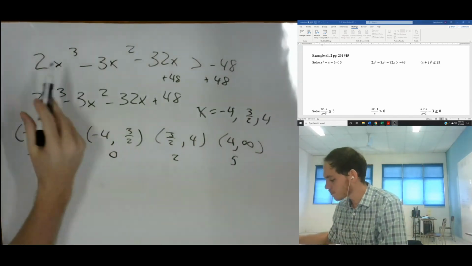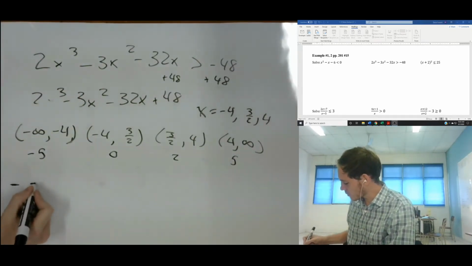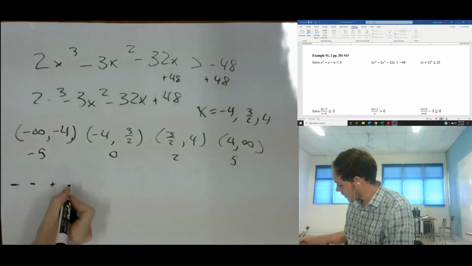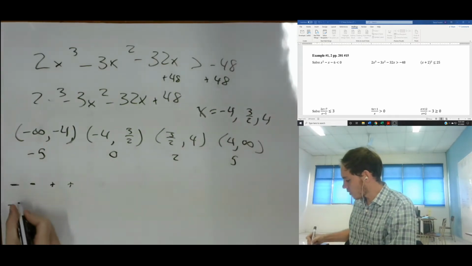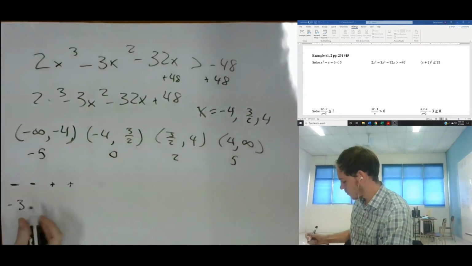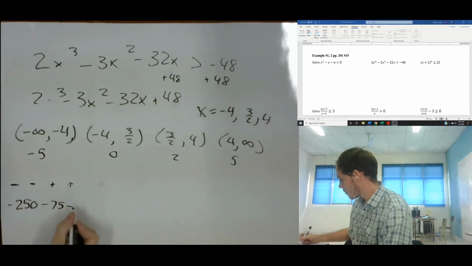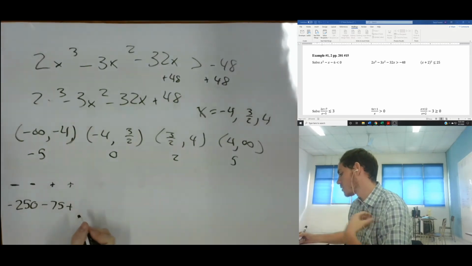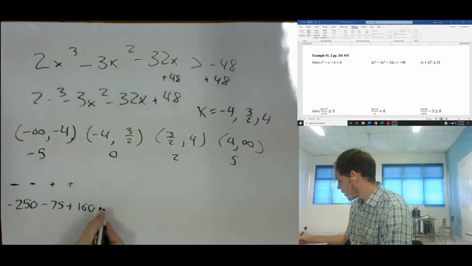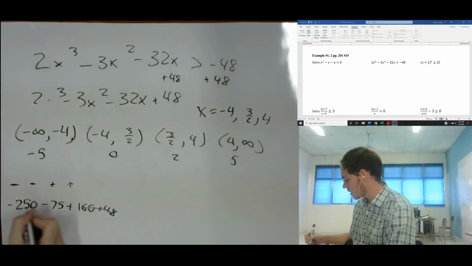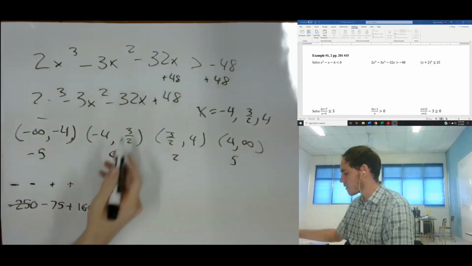So negative 5, we plug it in. This becomes a large negative. That's also still going to be a negative. That's going to be a positive, and that's going to be positive. So it's going to be negative 250, minus 75, minus, which is a plus, 5 times, so 160, and plus 48. Okay, this is still going to be negative because these two added together just don't make up for this. So this is negative, and 0, you plug it in, you're going to get positive 48, so this is plus.